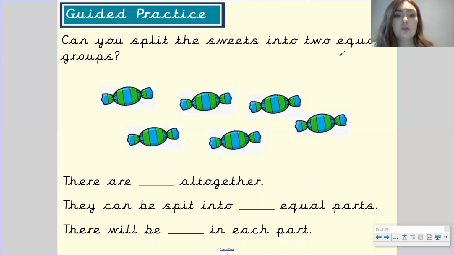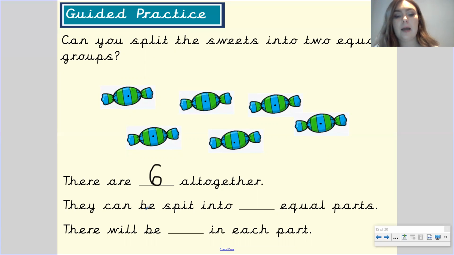Okay, can you split the sweets into 2 equal groups? And then you need to answer the questions, well, fill in the sentences underneath. So we need to split them into 2 equal groups. But first of all, we need to count how many there are altogether because this will help us to split it into equal groups. So let's count together. 1, 2, 3, 4, 5, 6. So there are 6 sweets altogether.